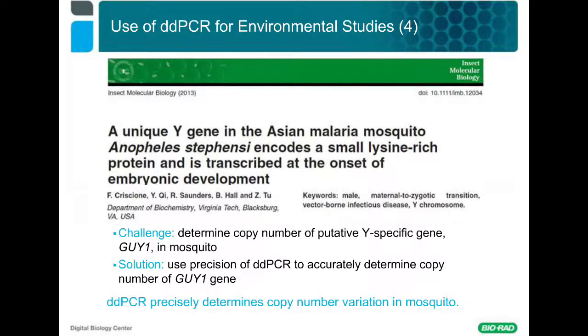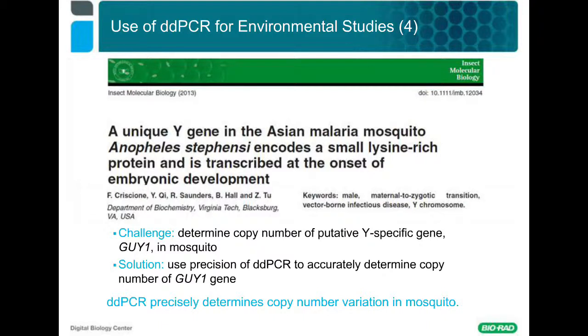In this study, the researchers discovered a new Y-specific gene in the Asian malaria mosquito by NGS. Digital PCR was used to determine the copy number of this gene, and they were looking for a Y-specific gene that was possibly expressed earlier in development and that could trigger sex determination. This gene, GUY1, was therefore kind of the sex determination gene in mosquito, and they needed a straightforward method to quantify the copy number in their samples.